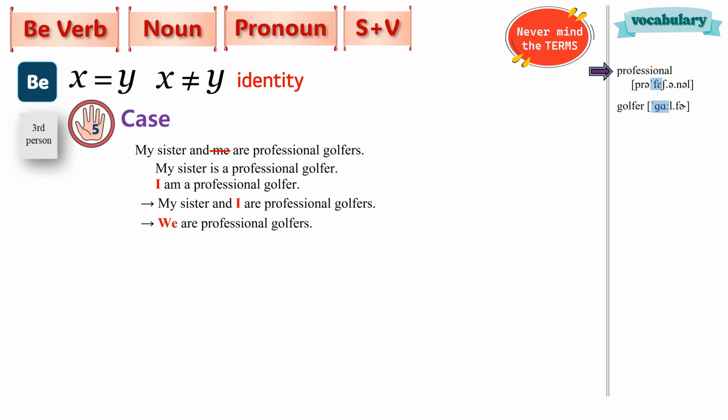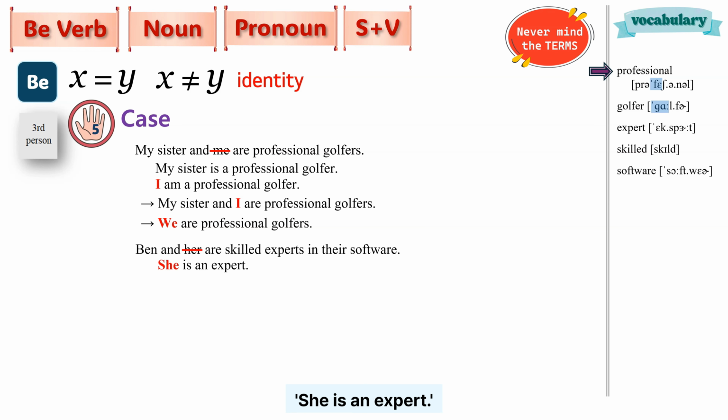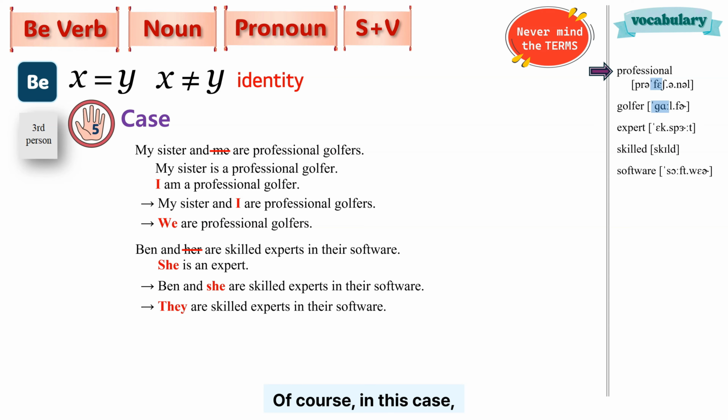My sister and I are professional golfers. We are professional golfers. For the same reason, the next type of sentence is also wrong if you use the objective or possessive case for the subject. She is an expert. So we must use the subject case she. And this sentence should be written like this. Ben and she are very good experts in software. Of course, in this case, you can also combine them as they.